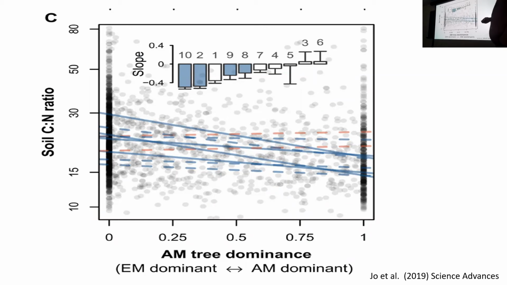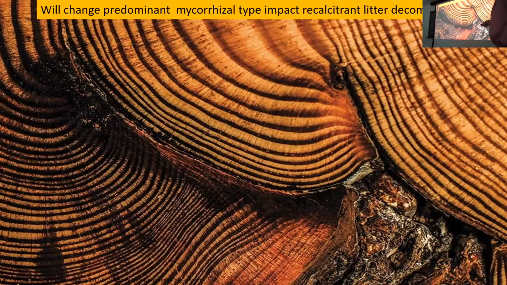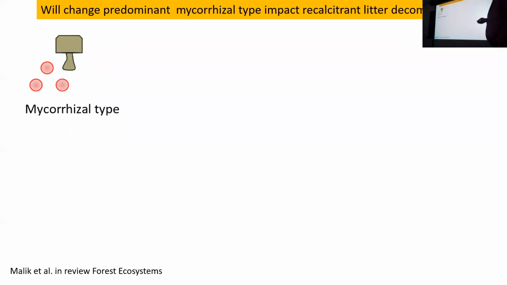Interestingly, what this group also saw was a decrease in C to N ratios in relation to AM tree dominance. So this brings me to this question: will change in predominant mycorrhizal type impact recalcitrant litter decomposition? And to address recalcitrant litter decomposition, I'll be looking at wood. And I'll be looking at wood decomposition in relation to the two different mycorrhizal types and how wood is degraded.